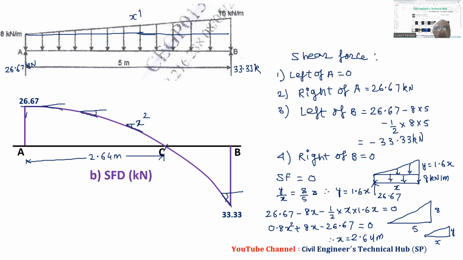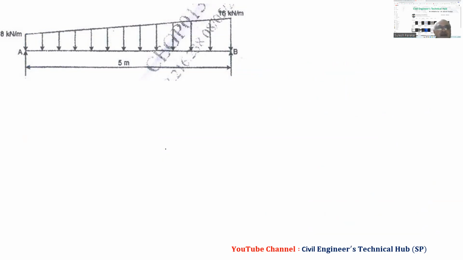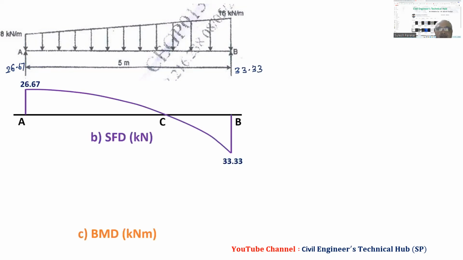So now we will go with BM, we will go for BMD. So we have this as 26.67 and this we have 33.33. Now BMD we have simple. We have to find out the bending moment.